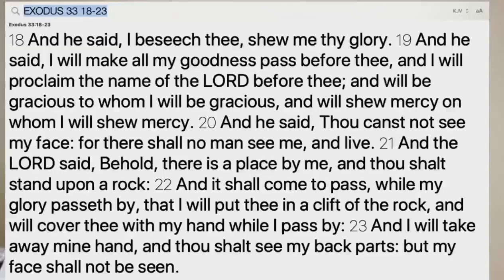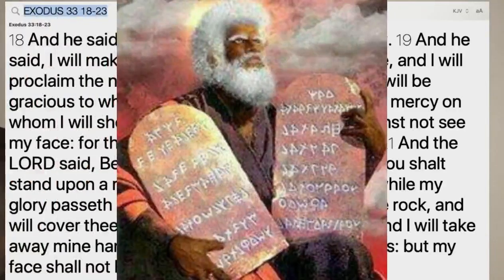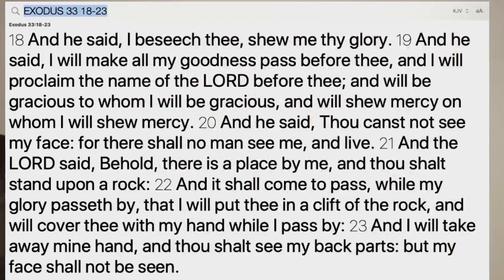Moses is going to see God in person. So now we're going to go back to the account in the wilderness where Moses, for the first time, actually saw God in person. And he said, I beseech thee, show me thy glory. So this is Moses speaking to God. He says, I want to see a little something. Show me a little something, if it may be your will.